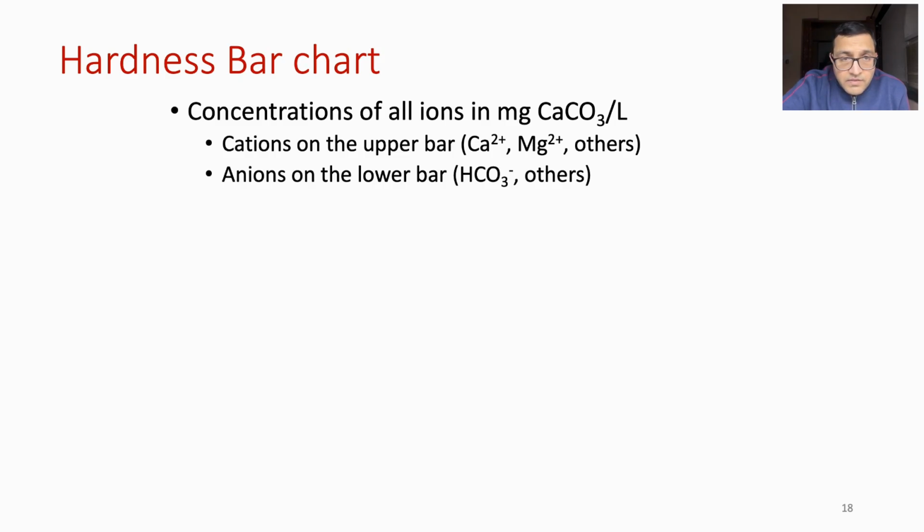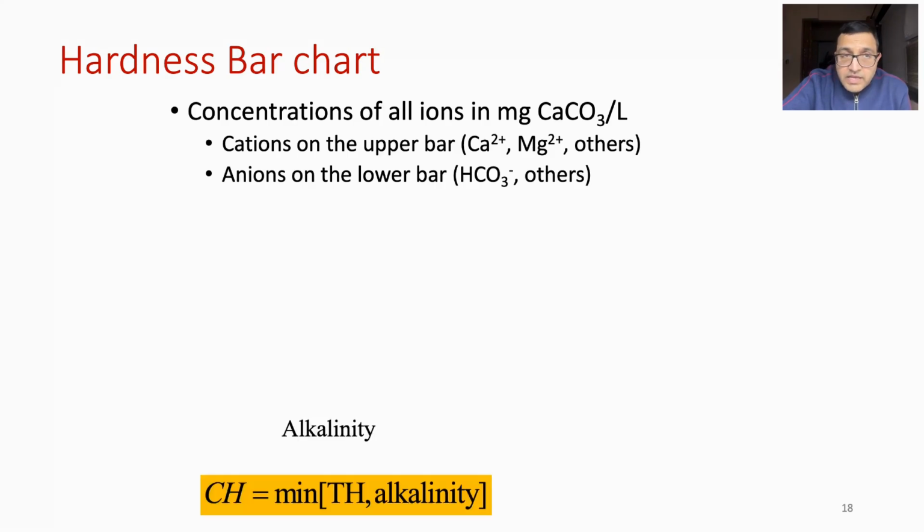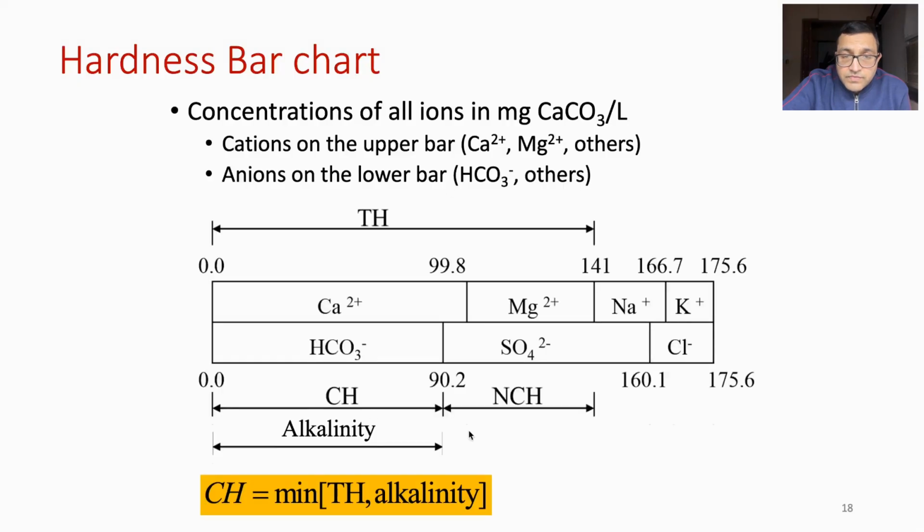There is a hardness bar chart as a way to represent hardness, where you present all the concentrations in milligram per liter of calcium carbonate. These are horizontal bars. In the upper bar you present all the cations, and in the lower bar you present all the anions. So you make all the calculations in milligram per liter of calcium carbonate, and then stack up horizontally all the cations and then stack up all the anions separately.